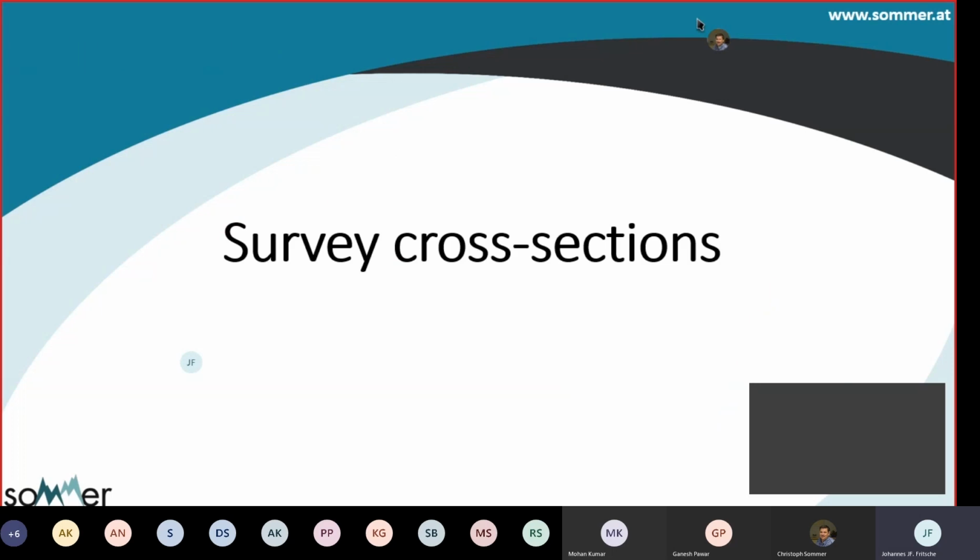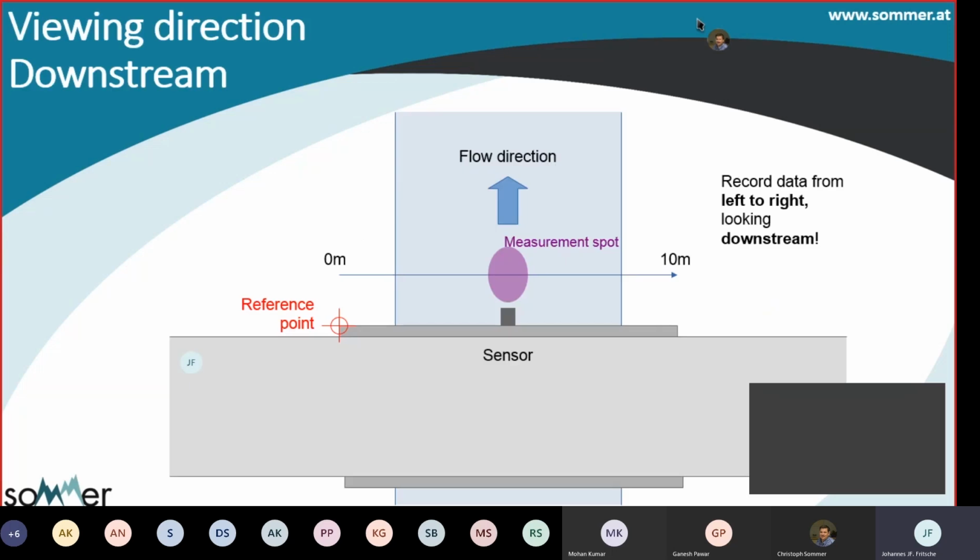So there are a few things you have to take care of when doing the river survey. One is the viewing direction. So, for example, you go out to this channel here. It's a very simple one, and it can be easily accessed by this road bridge. And you're lucky enough to set a reference point at the edge of the bridge railing.